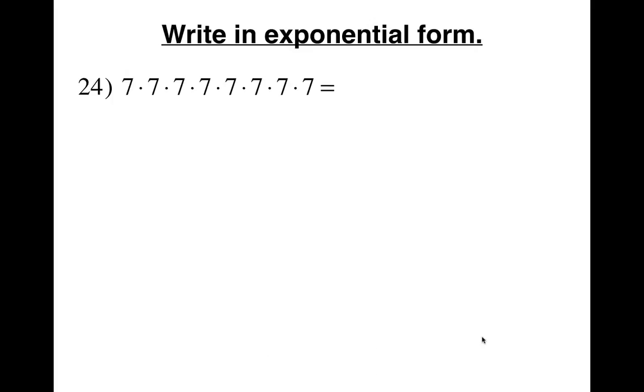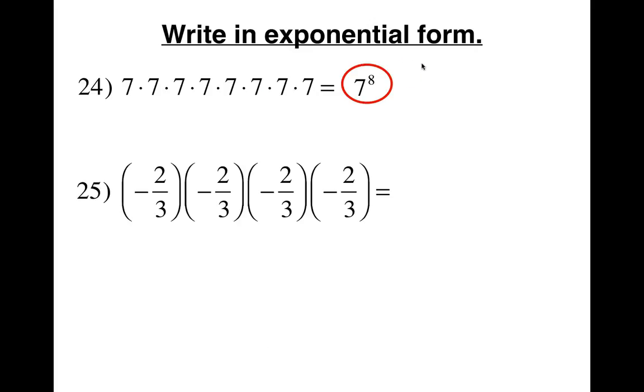Okay, so writing in exponential form, it's pretty simple. The base is always going to be the number that's being repeated. So since 7 is being repeated, 7 is going to be my base. The exponent's going to basically determine how many times the base was repeated. So in this case, it's repeated 1, 2, 3, 4, 5, 6, 7, 8. So it's going to be 7 to the 8th power.